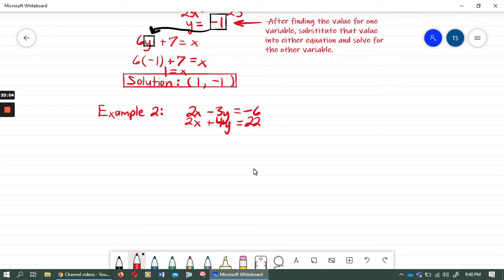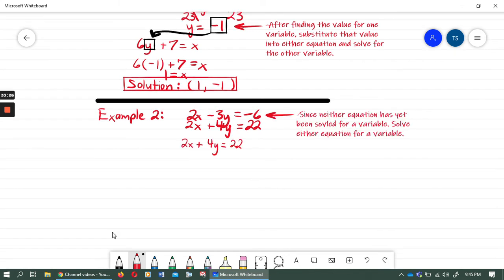So that second equation, 2x plus 4y equals 22, we're going to solve that one for x. But again, the first step is to solve one of the equations for a variable. It doesn't really matter which one, but to make it easier on yourself, I suggest picking the one that will not result in a fraction. Since neither equation is written as solved for a variable yet, we're going to take this second equation and solve it for x.